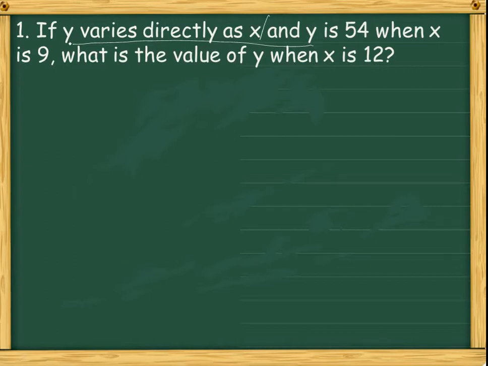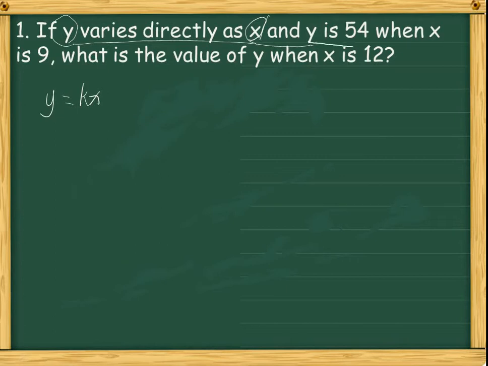So we have here the first variable na binanggit ay si y. Y ay i-isolate natin is equals to varies directly. Ang pangalawang statement na binanggit ay si x. So i-multiply natin si x kay k. So y varies directly as x. It can be written as y is equals to kx.